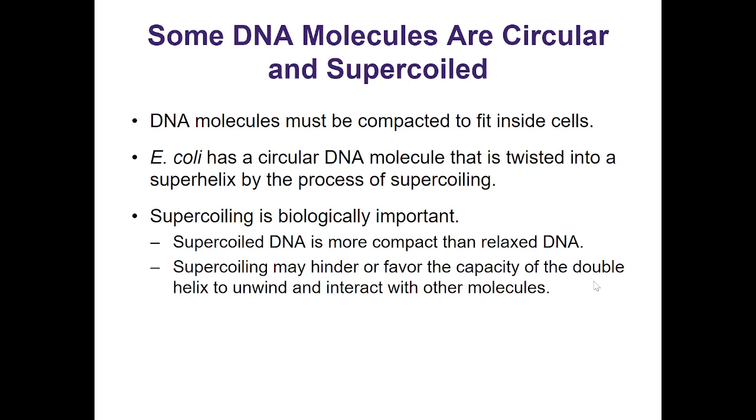The supercoiling is going to be biologically important for a multitude of reasons, but this is sort of your entry level: supercoiled DNA is more compact than relaxed DNA, i.e. we're compacting it so we can store it in a smaller space again, right? Supercoiling may actually hinder or favor the capacity of the double helix to unwind and interact with other molecules. So to transcribe DNA, what do we actually have to do to it? Can we transcribe it when it's all packed away and we can't get to it? No, we have to get at it, don't we? Yeah. And so you actually have to uncoil it to transcribe it, right?